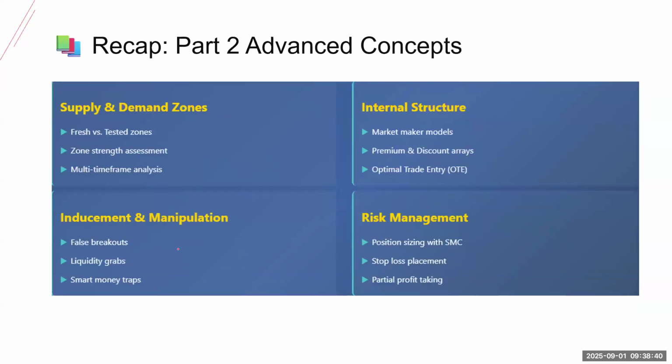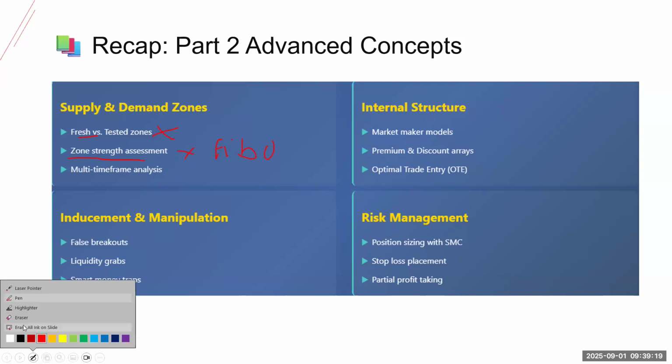Part 2. Remember that we talk about the supply and demand, fresh versus tested zone. Whenever you see the order block, supply and demand, we're gonna trade when it's fresh. Whenever it's a tested zone, we're not gonna trade again. You also can find the zone strength assessment by combining with FIBO, or other confluence like order block FVG within the zone.